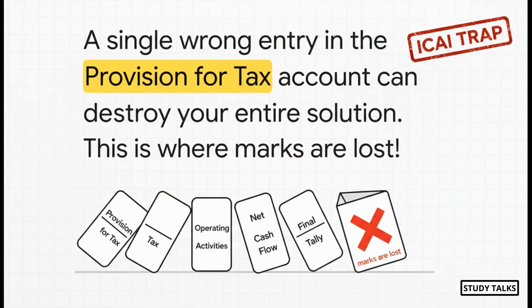And you know what? Here's the crazy part. The whole thing often unravels because of one tiny detail. It's a classic ICAI exam trap. A single, small mistake in the provision for tax account, bam, it sets off a domino effect that destroys your entire solution. This is exactly where so many students lose crucial marks.